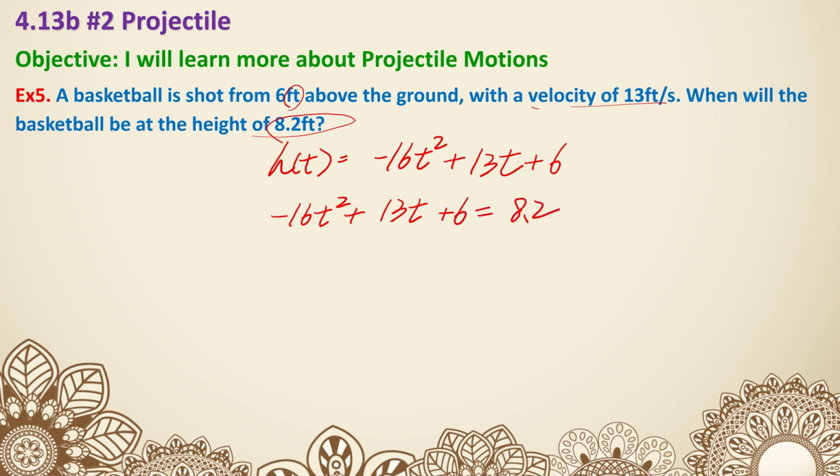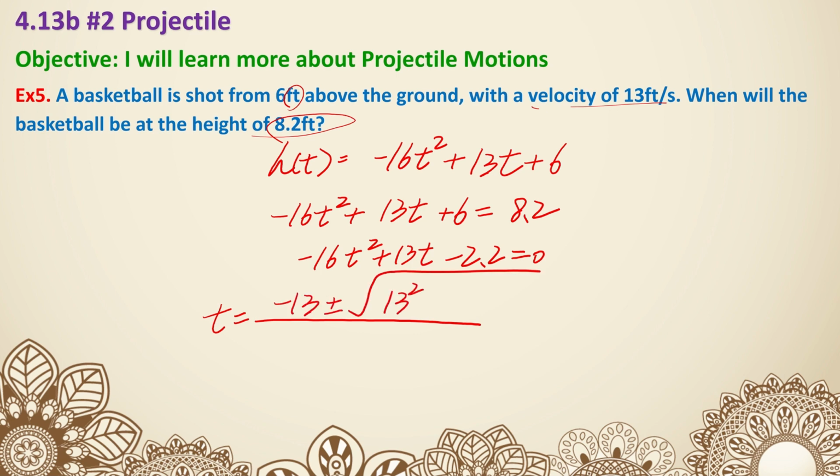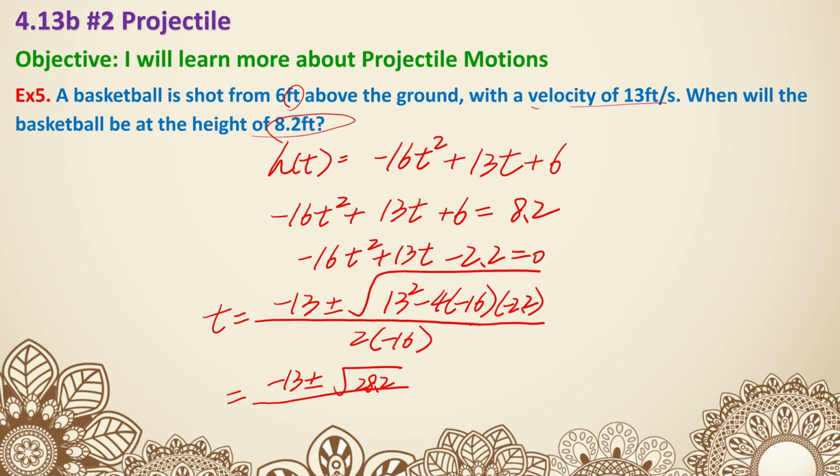You can see the height being asked is higher than the initial height, so you should already know you should expect two separate answers. So let's start solving. Negative 16t squared plus 13t, subtracted over, minus 2.2 equals 0. So t equals negative b, which is negative 13, plus or minus the square root of 13 squared minus 4 times negative 16 times negative 2.2, all over 2 times negative 16. So you can get negative 13 plus or minus, the square root after calculation is going to be 0.2. So the whole thing is over negative 32.